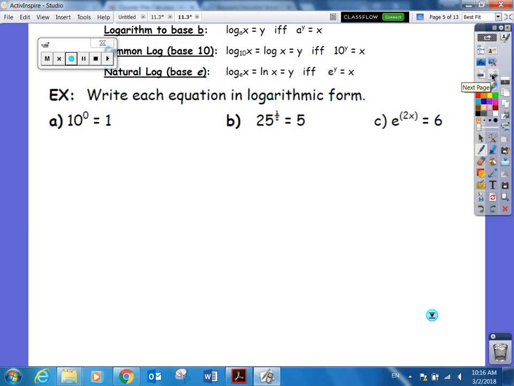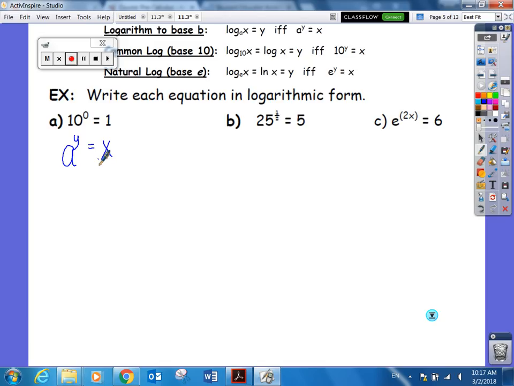You're not solving, you're not doing anything, you're just rewriting it in that form. So this is the base number, which is a. So if you need to write that, a to the y equals x. If writing that underneath it helps you, then do that. You don't have to, but if it's helpful, you can do that.